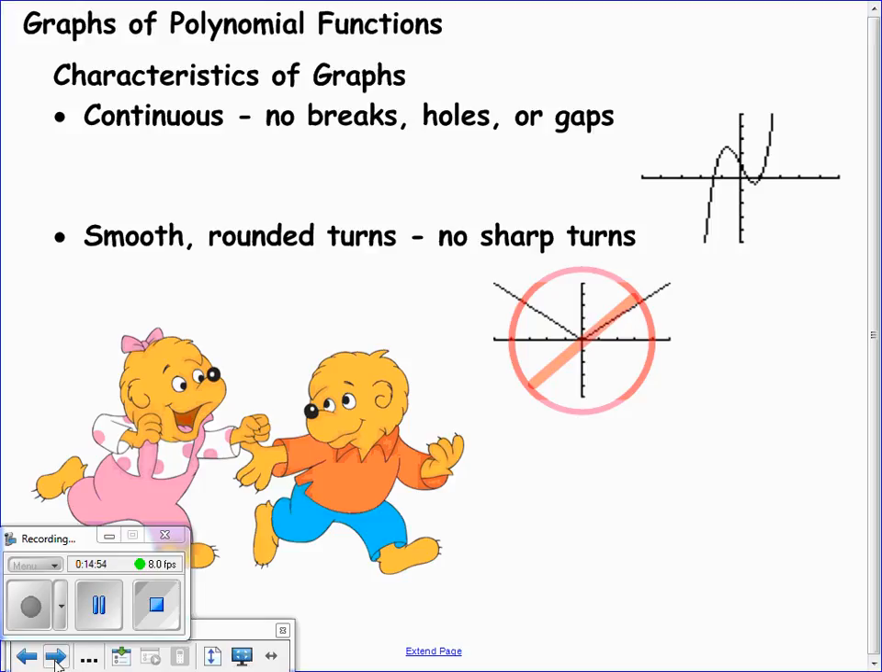So these graphs, they'll be continuous. There'll be no breaks, no gaps, no holes. They'll be just nice, smooth, curving lines. So no sharp turns. This is an absolute value graph. They look like V's. So you won't have sharp points. So if I ever ask you to draw them, please don't put sharp points on them.